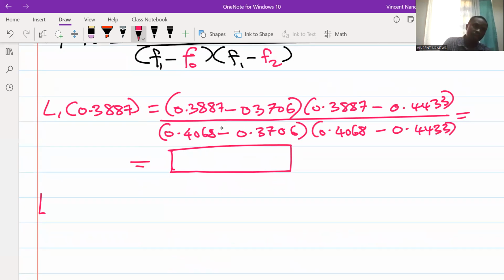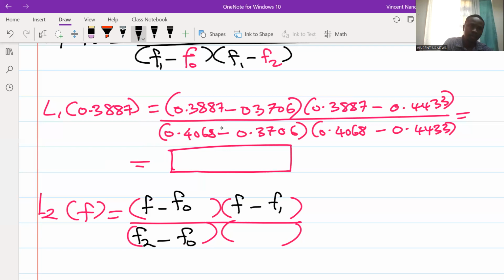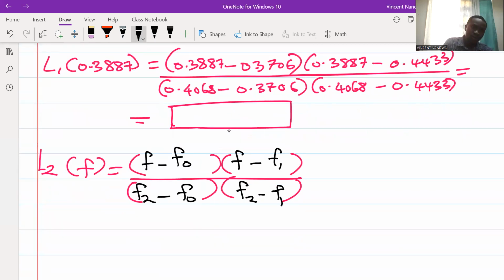Then lastly, L2. I know you have mastered the game. What should be in the first bracket? F minus which value? F minus F naught, and then second F minus F1, correct. Then the first bracket in the denominator, F2 minus F naught, and then there'll be F2 minus F1. So you replace in the values.